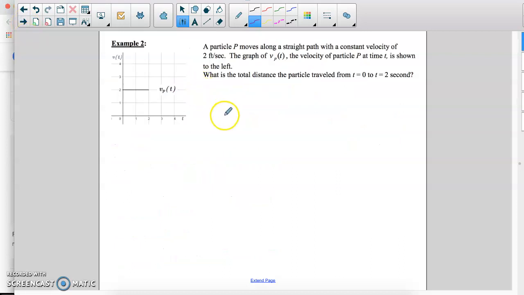The next example, a particle P moves along a straight path with a constant velocity of 2 feet per second.